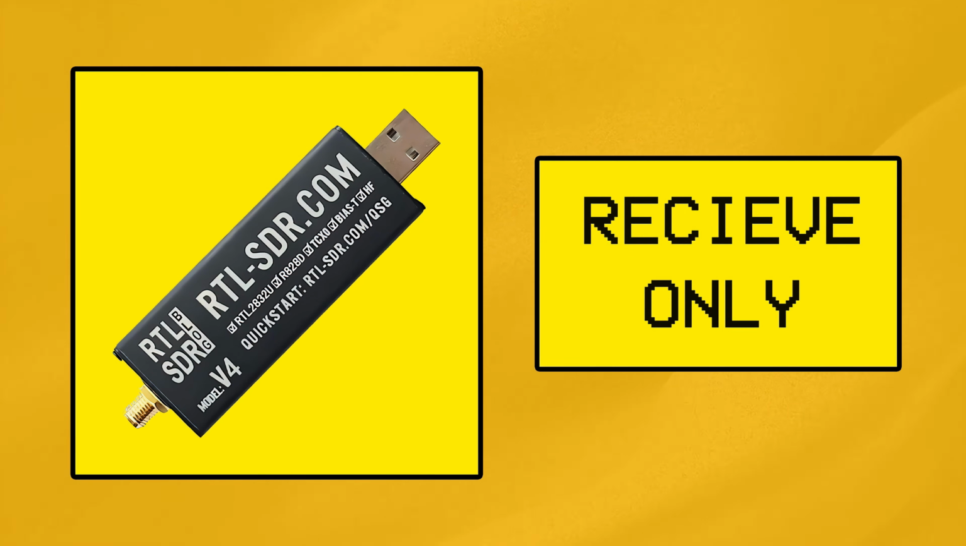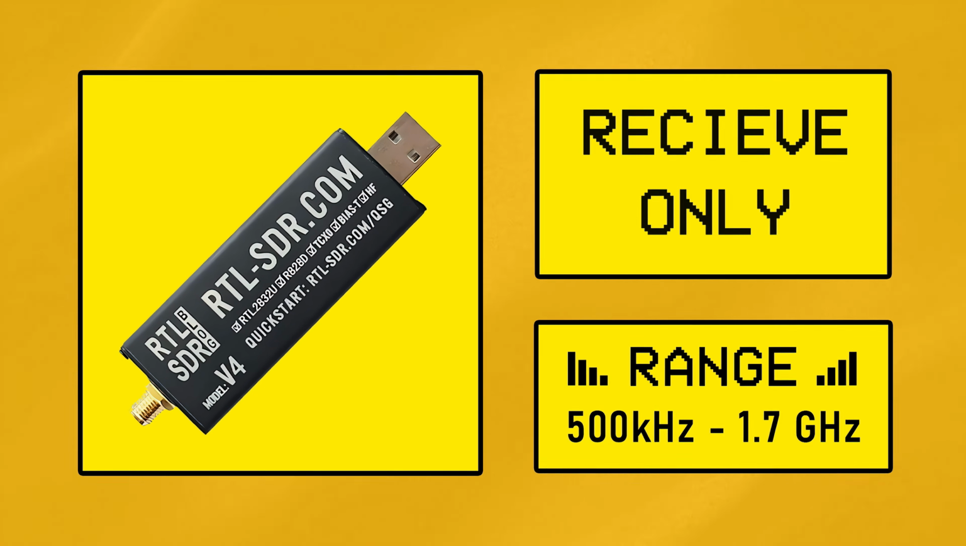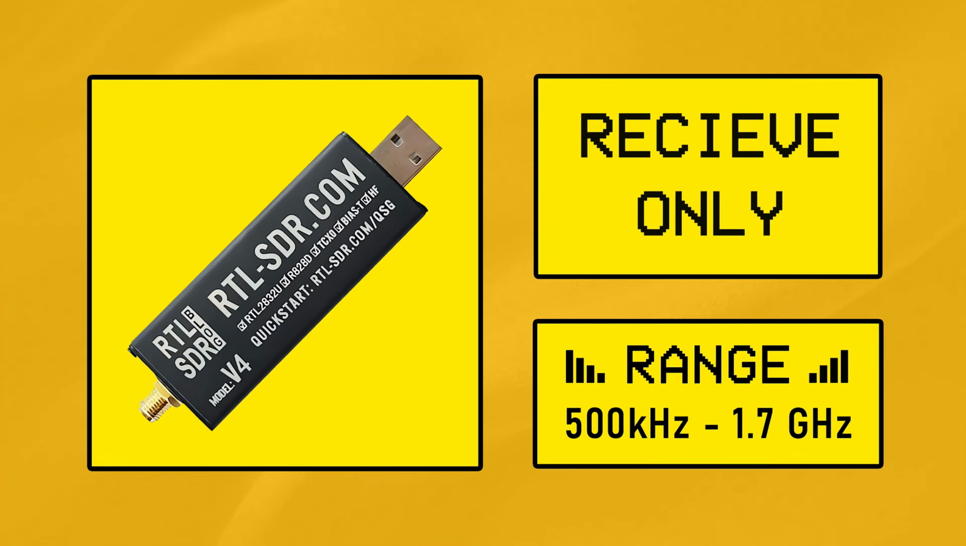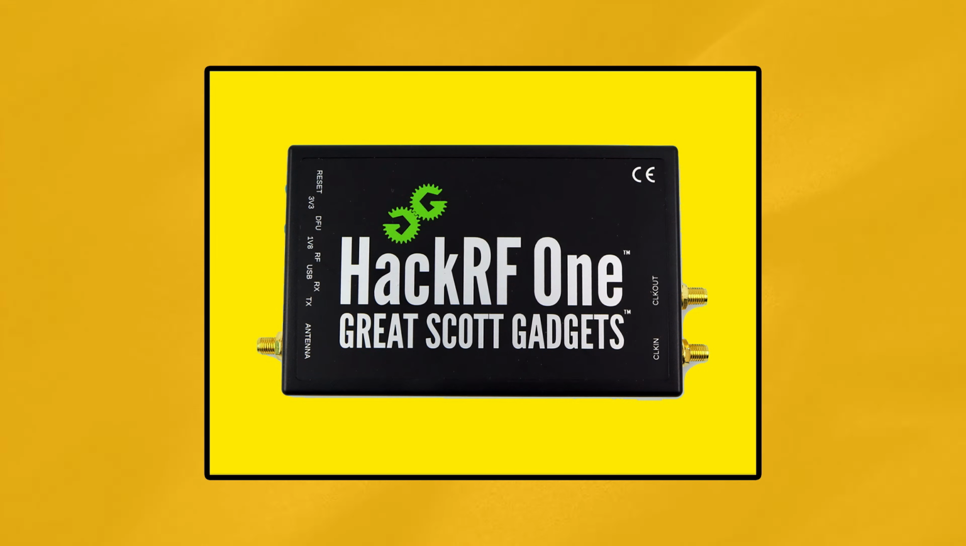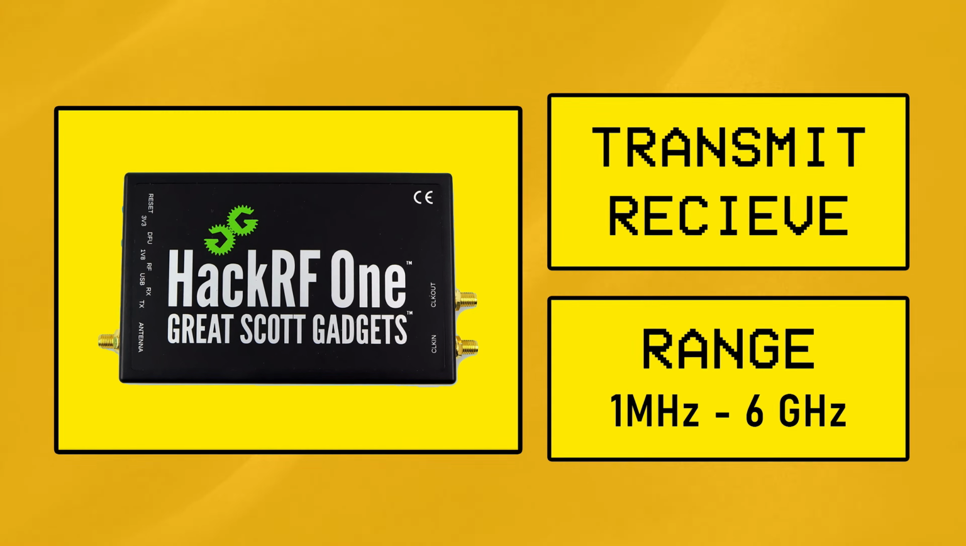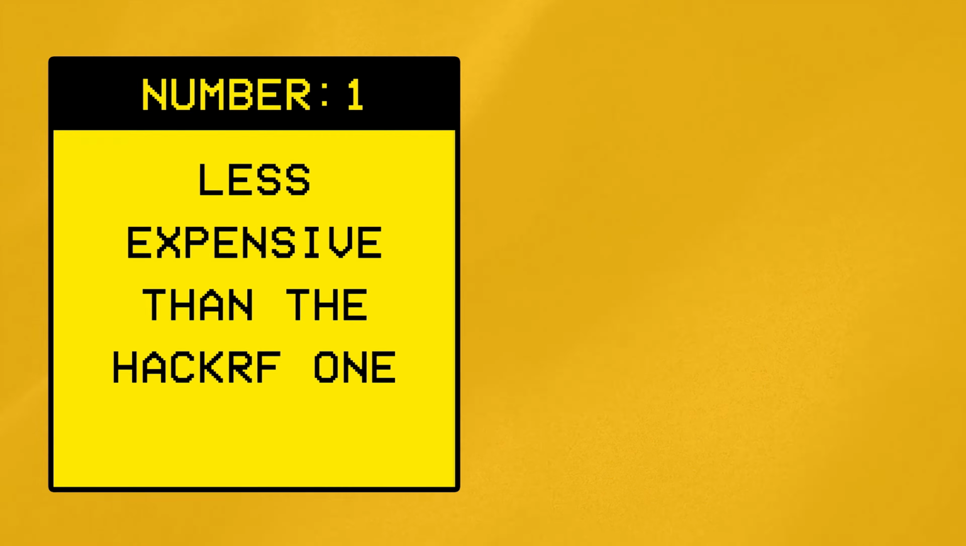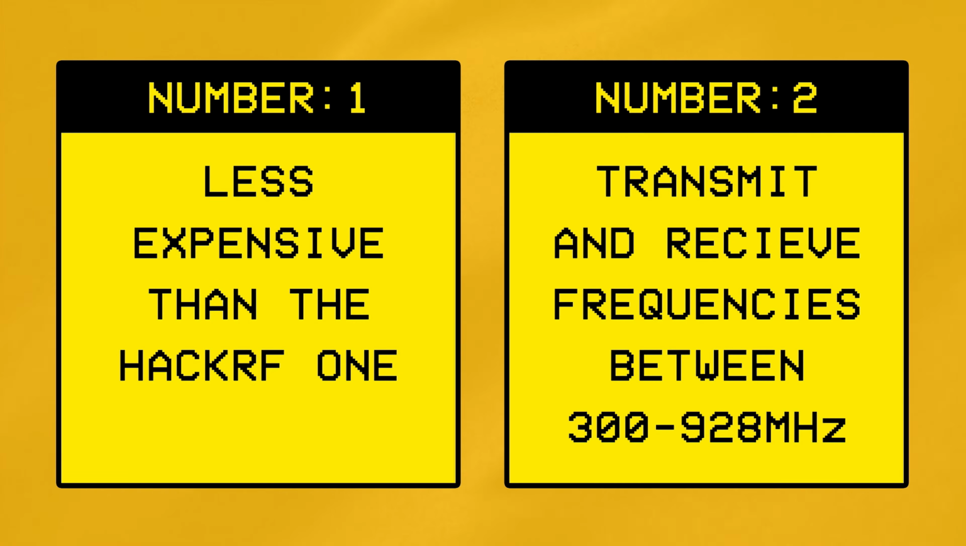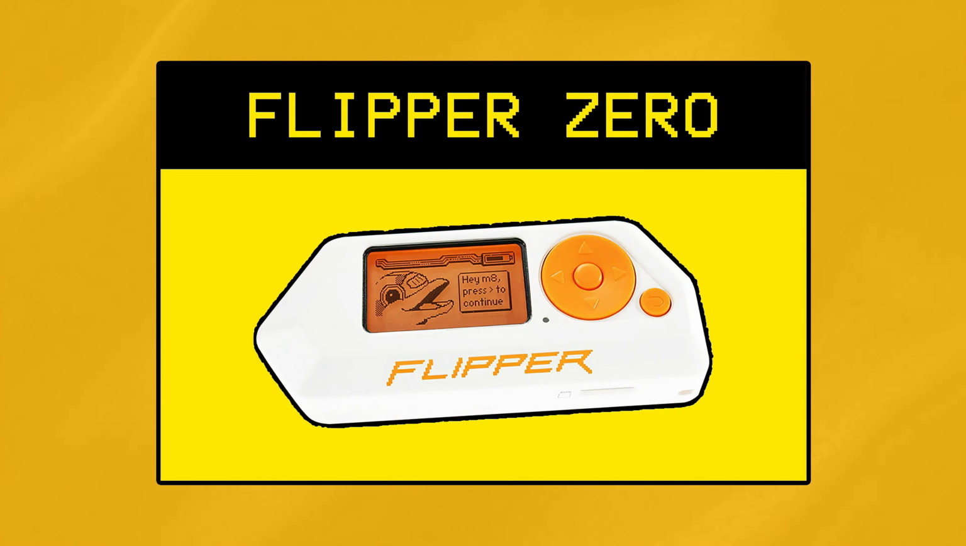Okay, so up until now, all we've talked about was either a receive-only device, which could target frequencies between the range of 500 kHz to 1.7 GHz, or a general-purpose device, which could target a range of frequencies within 1 MHz to 6 GHz. But what if you needed a device that was less expensive than the HackRF One, and could transmit or receive frequencies specifically between 300 MHz to 928 MHz? Well, that's where Flipper Zero comes into play.